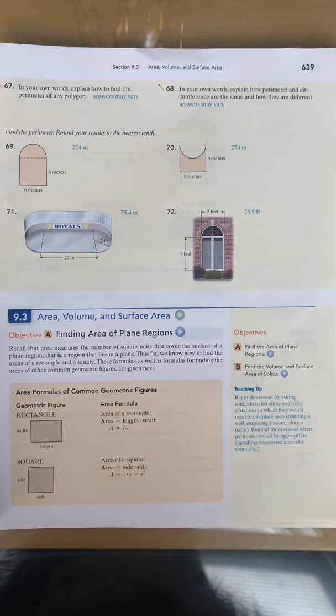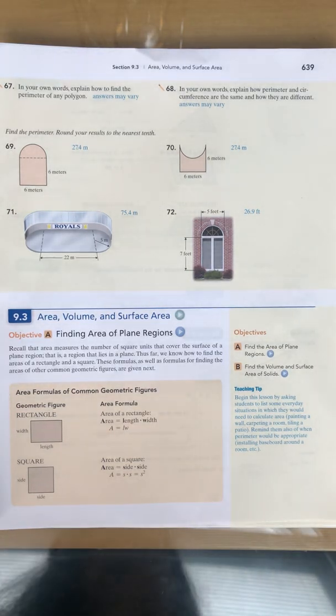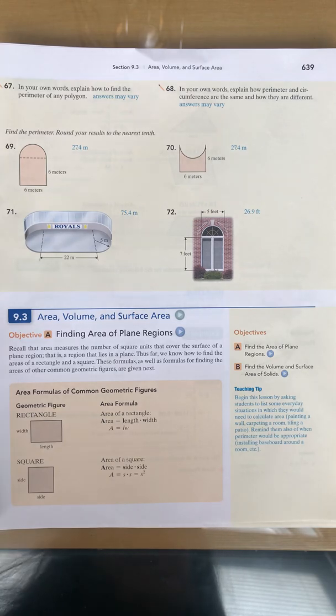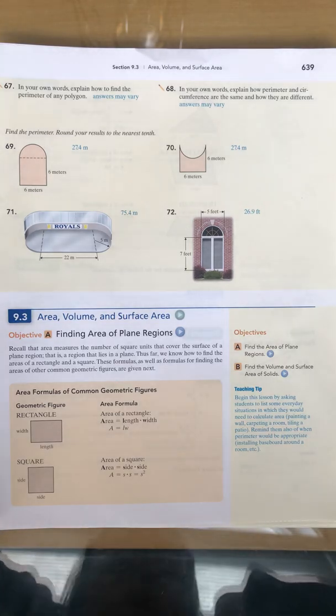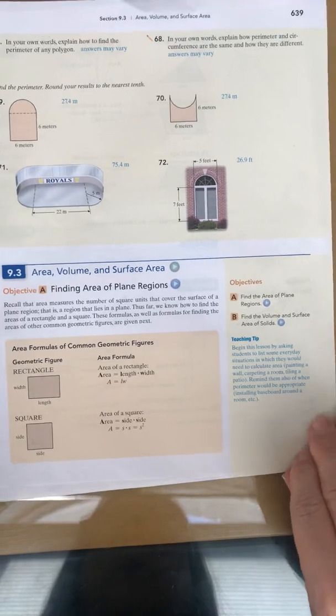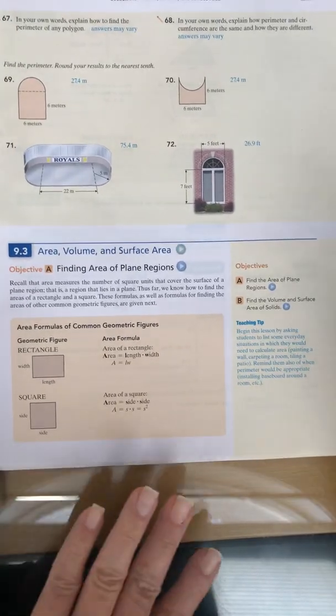Math 50, section 9.3. This section is all about the area, the volume, and surface area of different polygons. So we're going to use formulas for this section. You have to study and memorize them. Let's just review some of the ones that we're really familiar with and get into some ones that we're not so familiar with.